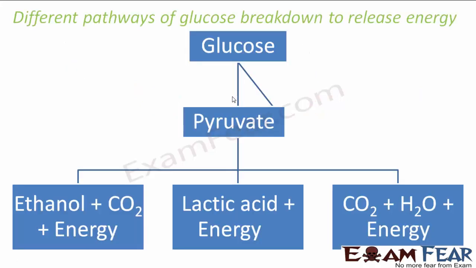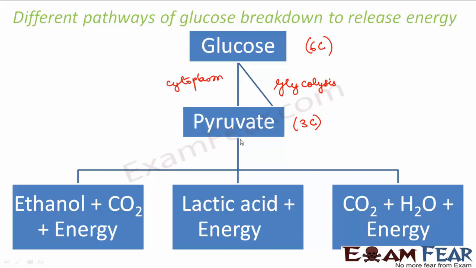So let us look at the different pathways of glucose breakdown to release energy. We saw that there are many different paths by which glucose can break down into simpler forms to release energy. The first thing is glucose has to convert into pyruvate. The process is glycolysis, and this happens in the cytoplasm of cells. So first of all, the 6-carbon glucose has to convert into 3-carbon pyruvate, and the process is known as glycolysis, and it happens in the cytoplasm.